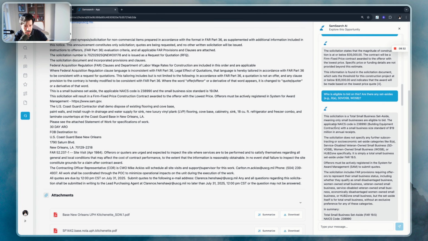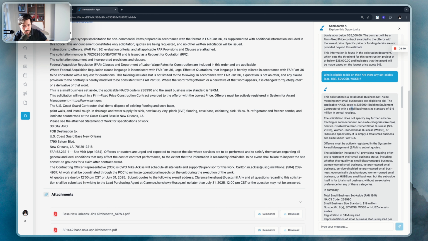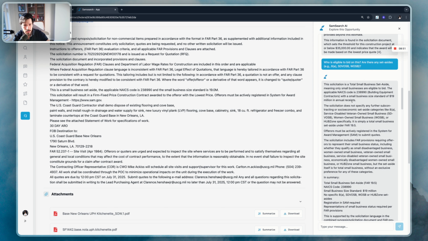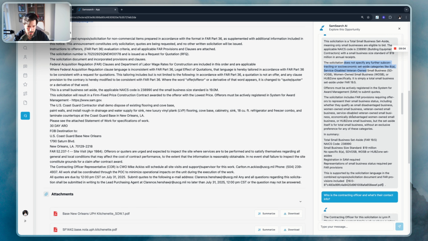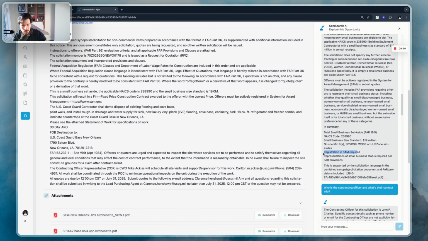The AI said it's a total small business set aside, meaning small businesses are eligible to bid. And then it mentioned the NAICS code with a small business size standard of 19 million in annual receipts. So that's the definition. It quickly got it for us. This NAICS code determines how much you can make in annual receipts to qualify as a small business. So you have to have that small business status. It doesn't specify any further subcontracting or socioeconomic set asides. So we are good if we are a small business. But it says that we have to be registered on SAM.